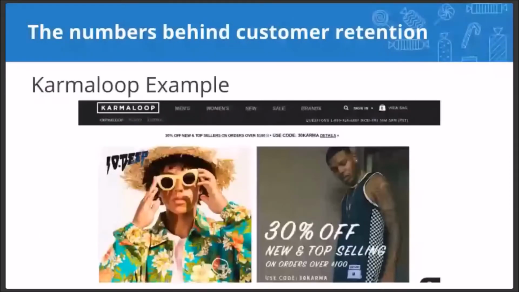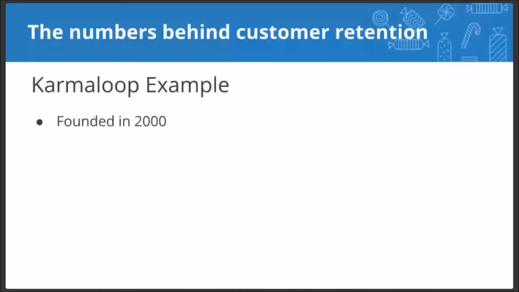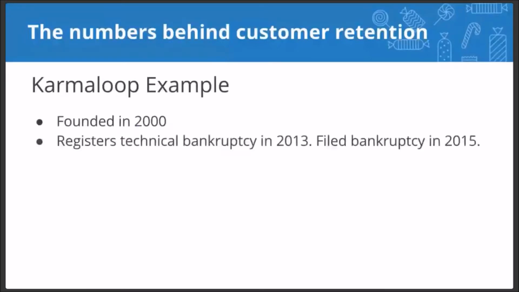This is another example, and this is Karmaloop, and this is e-commerce. So that's why I wanted to bring it to you guys today. So Karmaloop, again, it's a fashion e-commerce store. They were founded in the year 2000, and 13 years later, they registered technical bankruptcy. They filed bankruptcy in 2015, and obviously the profits were going downhill from there.